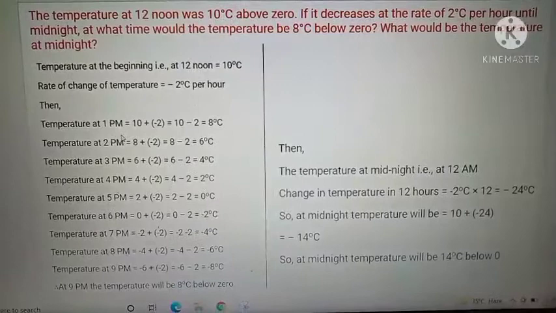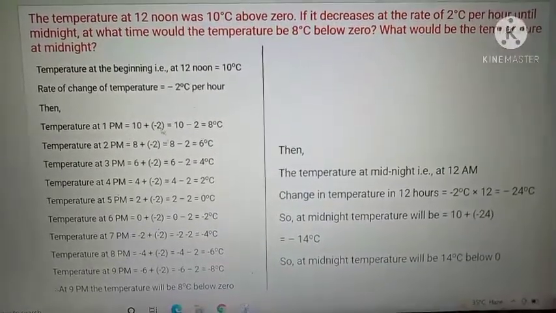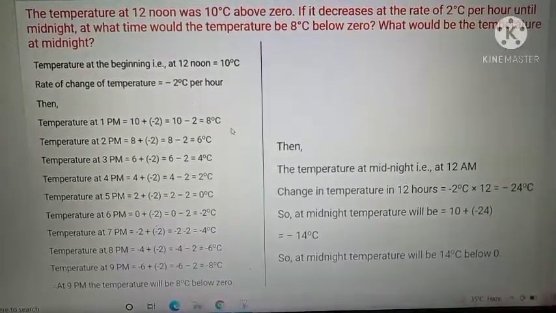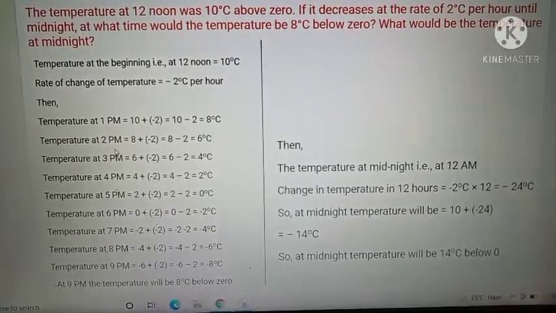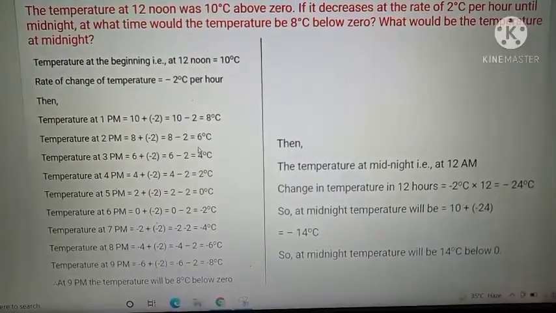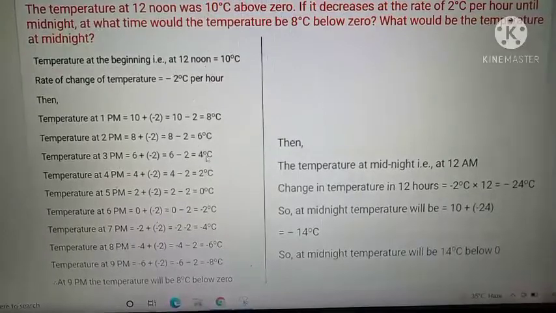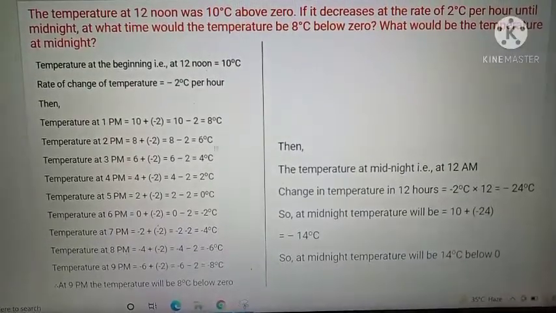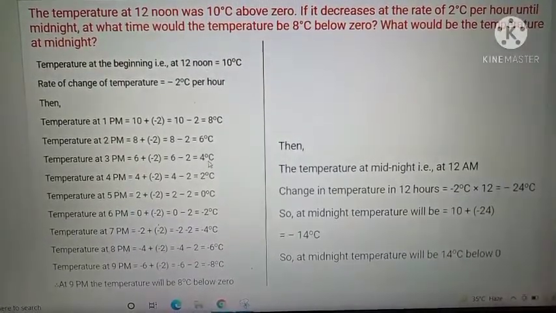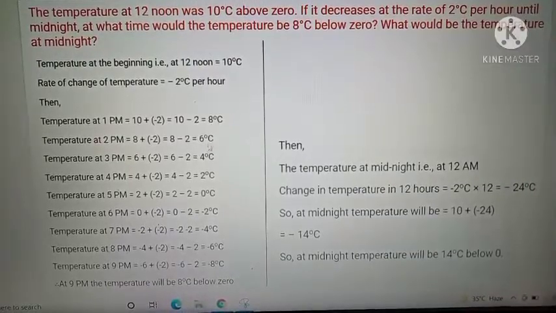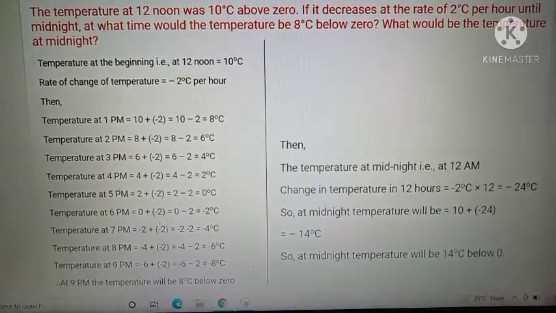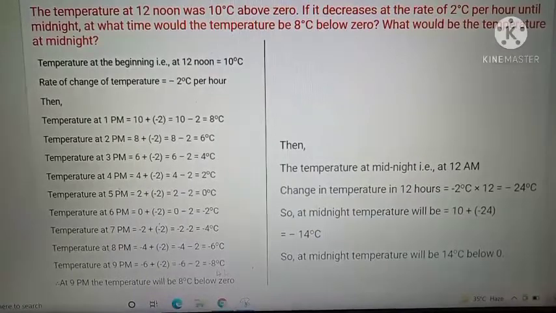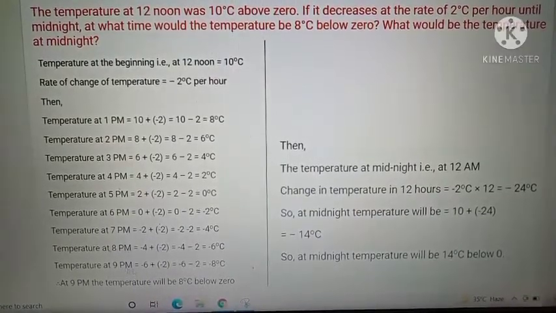So the temperature at 1 p.m. is 10 plus minus 2, 10 minus 2, 8. Temperature at 2 p.m. again it is decreasing by 2, 6 degrees Celsius. Temperature at 3 p.m. again it is decreasing by 2, 4 degrees Celsius. And by continuing this process, we will reach minus 8 degrees Celsius at 9 p.m.